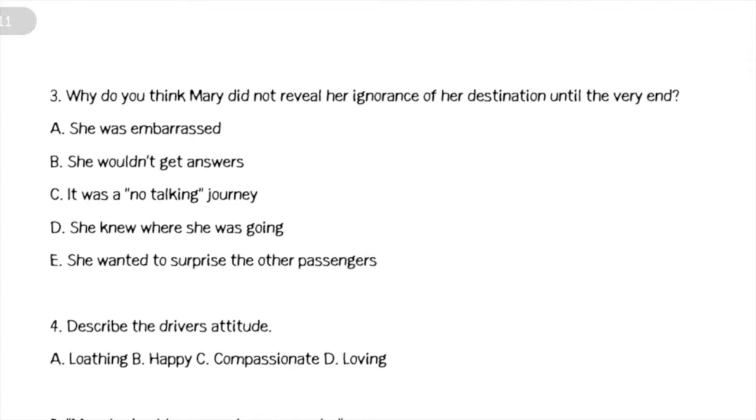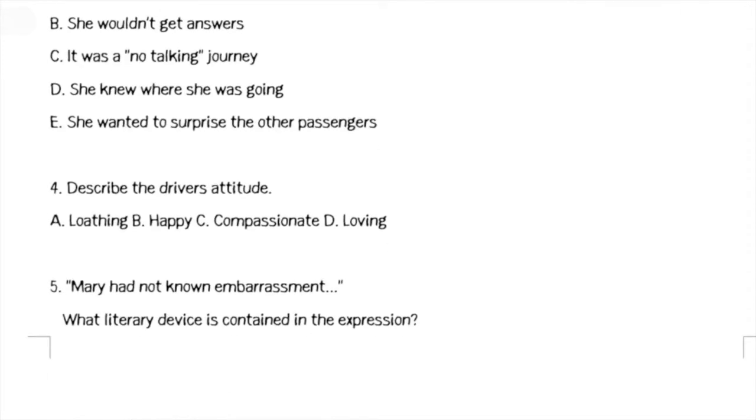The driver was compassionate. Remember how he was kind to her and asked her where she was going and promised to help her find her family? That was being compassionate. So the answer is obviously C. Let's move on to number 5.